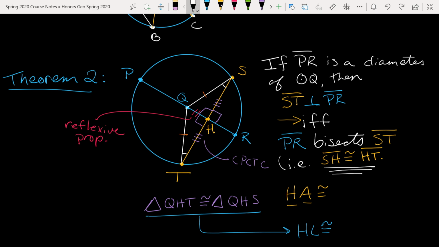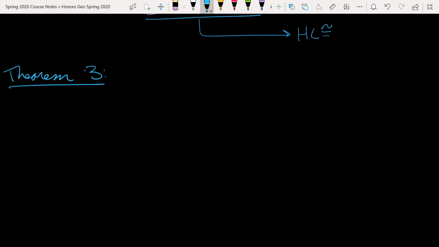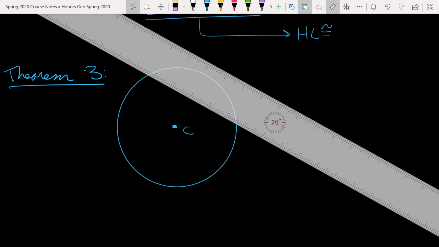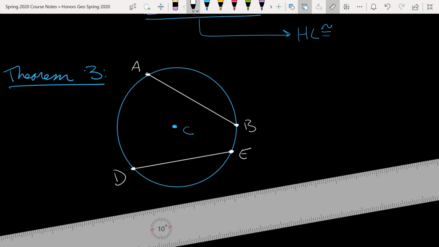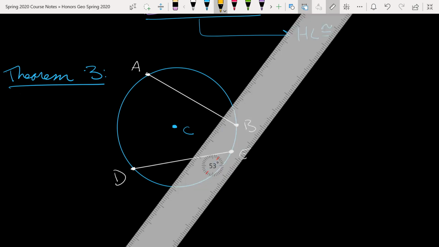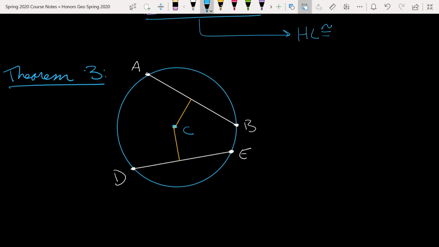But let's take a look at the last theorem. This last theorem actually relates back to the first theorem, but it's set up like this. Just as in the first theorem, we draw a circle, circle C in this case, and two chords, AB and DE. But in this case, we're not concerned about congruent arcs. What we're actually concerned about is the distance from point C to each of these chords.